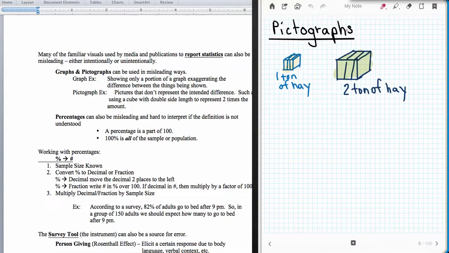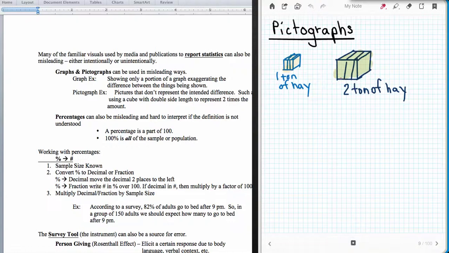Now the way that the pictograph is drawn here is that a 2 by 2 square made into a bale of hay represents 1 ton of hay. Then over here, what I did was I made 2 tons of hay be twice this cube's surface. So this one is a 4 by 4, right? 2 by 2, 4 by 4.